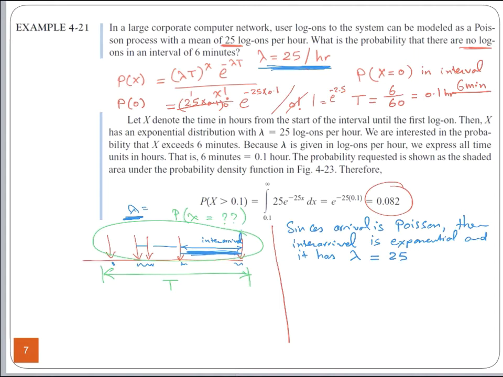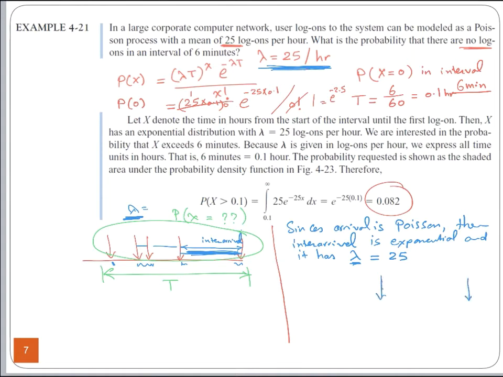And remember that since lambda is 25 per hour, our unit of time in the exponential distribution is going to be hours. So any time that we use in the exponential distribution, x is going to be the time in that case, measured in hours. So it depends on how lambda was defined. It was defined per hour, right?